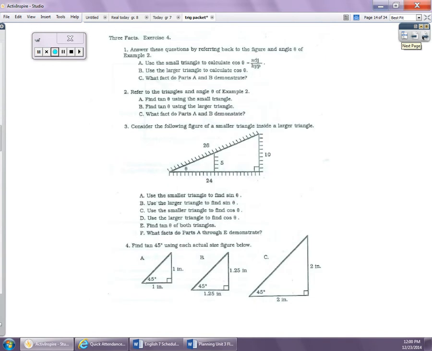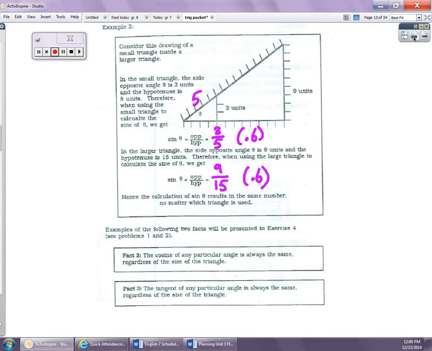So if we look at these next sets, answer these questions by referring back to the figure in angle 6. If we know 3 and 5, we should know that this side is 4. It makes a 3, 4, 5 triangle. So that's our small triangle. It's 3, 4, and 5.